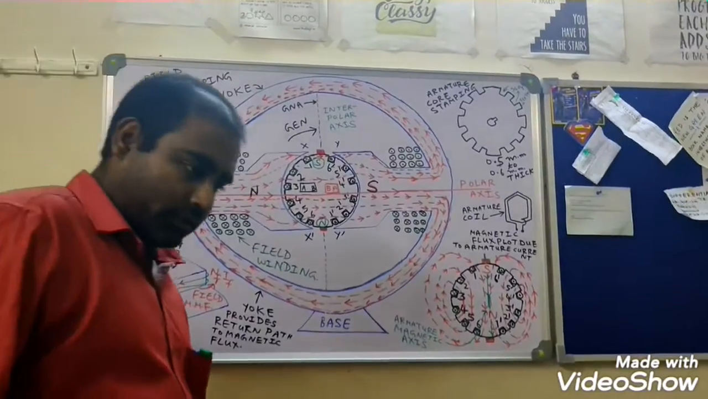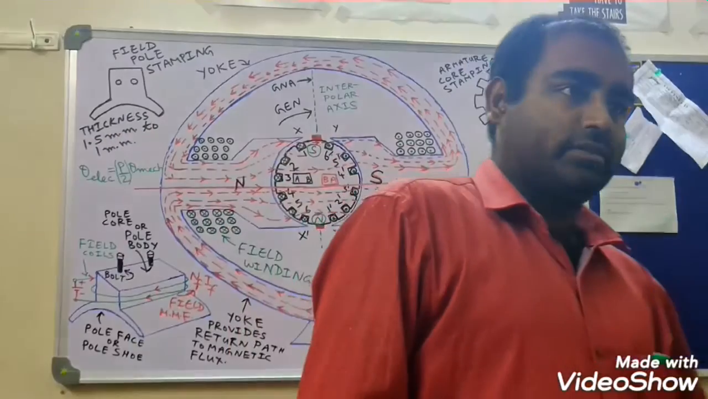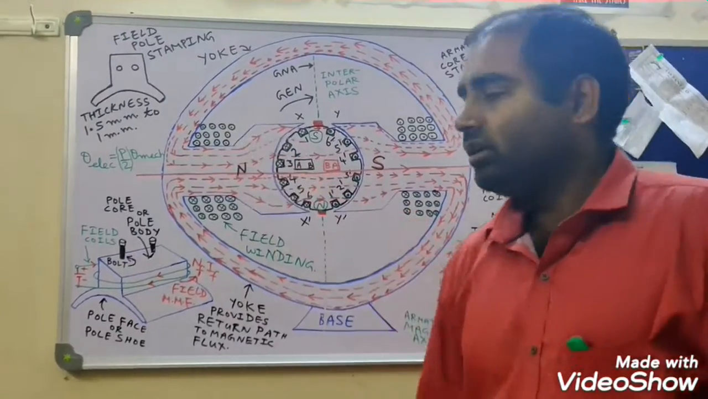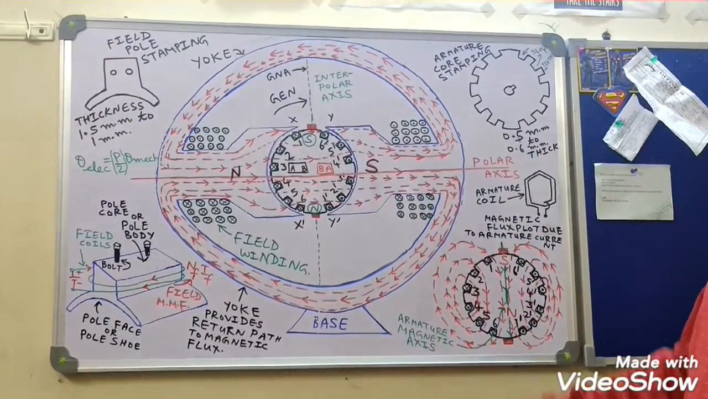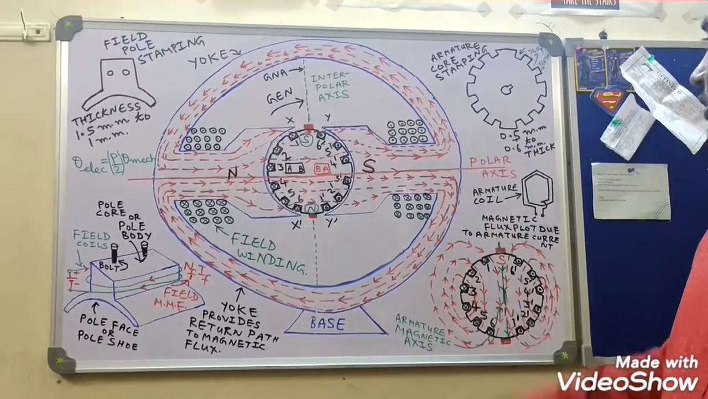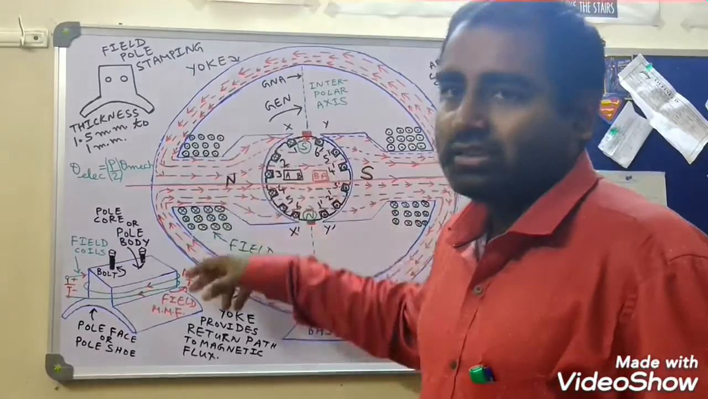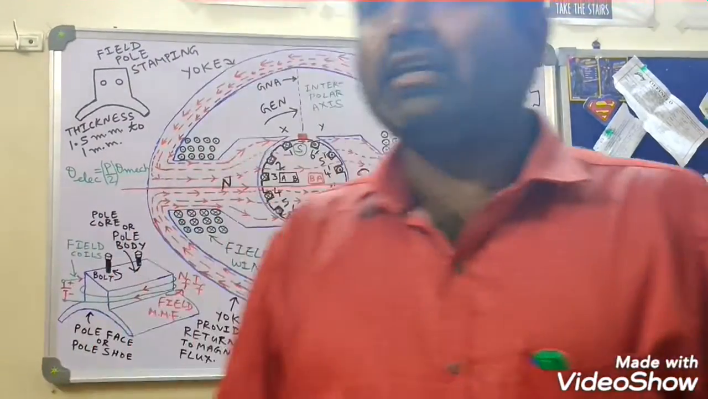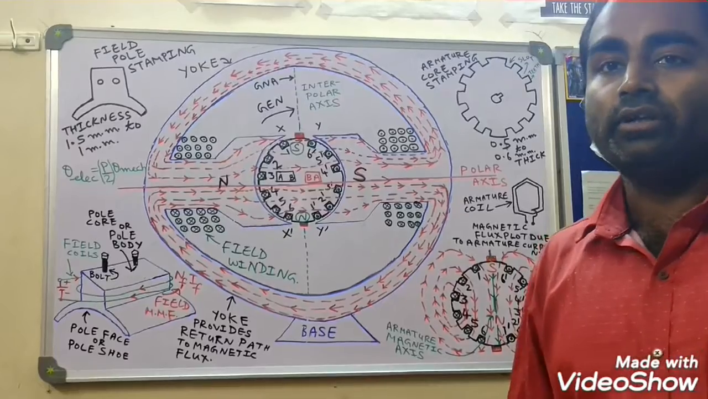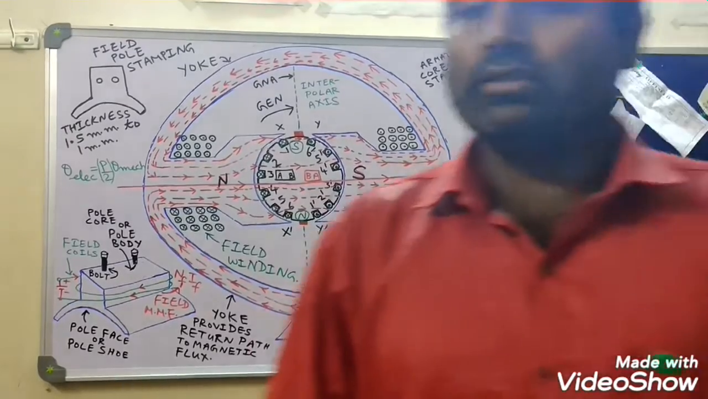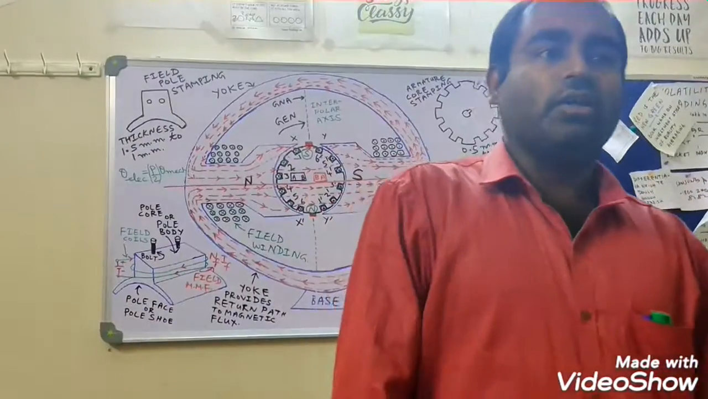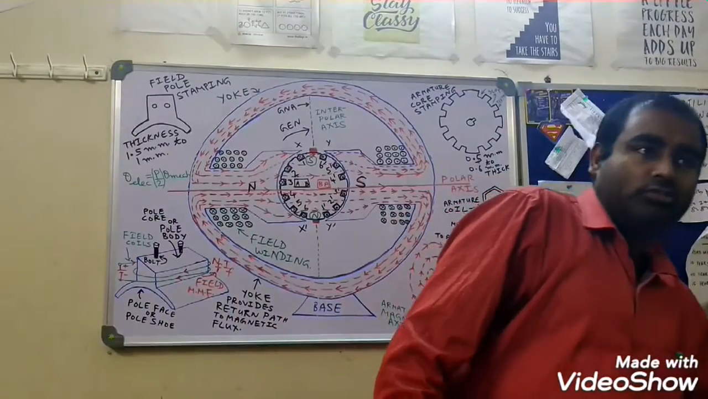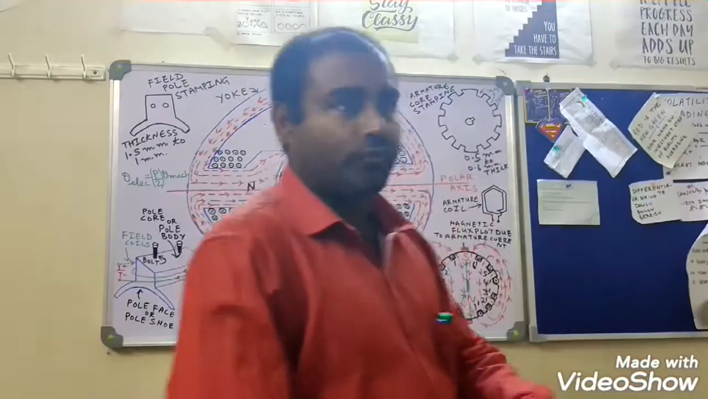First, we should make ourselves very clear about the nature of the field winding. We should also make clear the nature of the armature winding. The field winding is actually a concentrated winding. Field winding is a concentrated winding, whereas armature winding is a distributed winding. So what is the meaning of concentrated winding and distributed winding? In order to figure that out, let us first think of a coil.